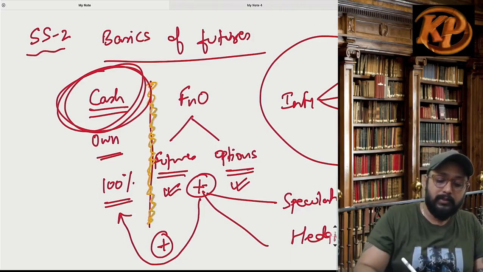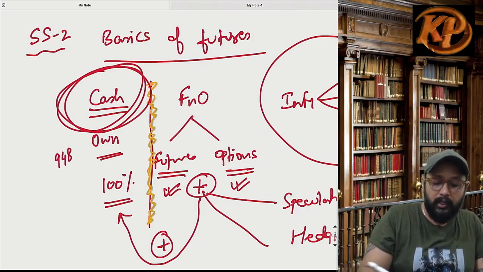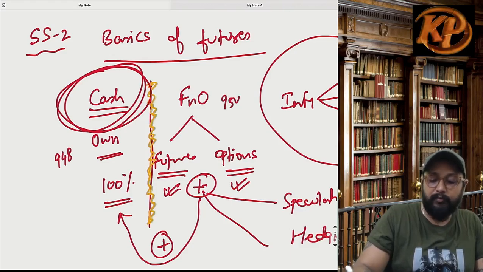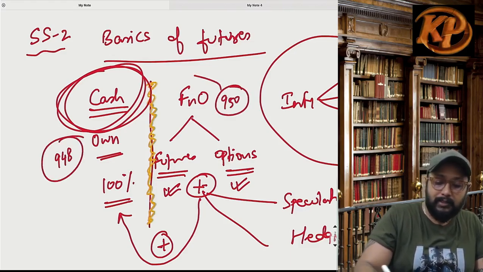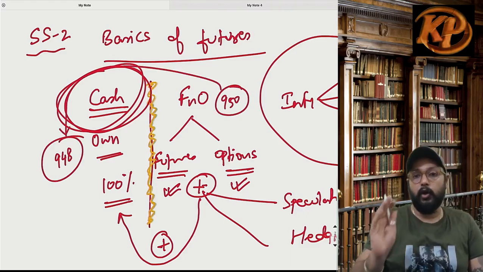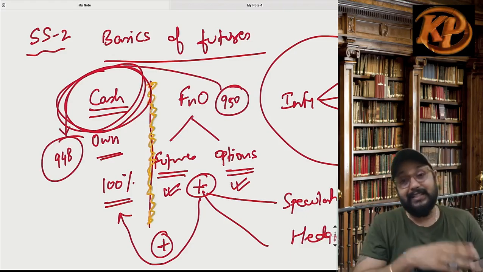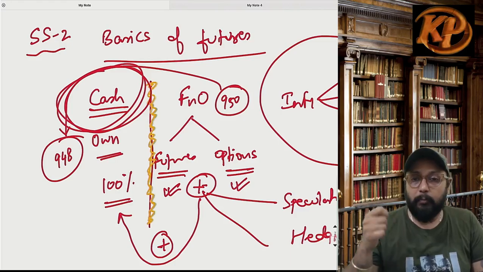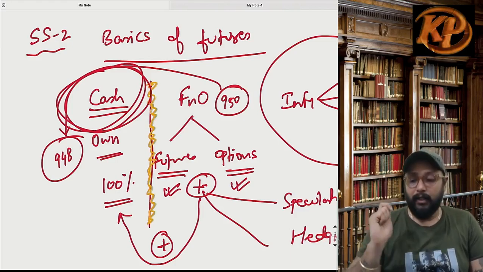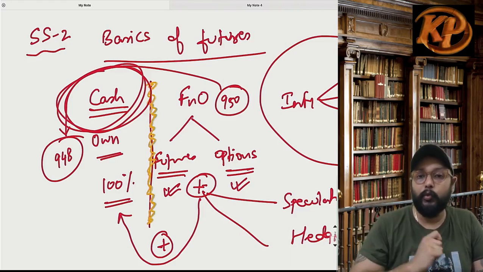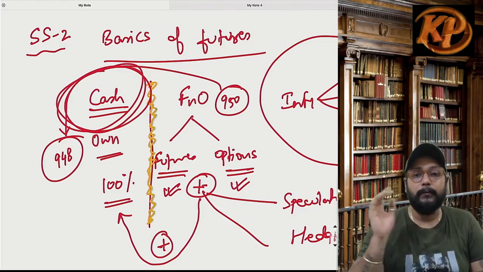Cash market में price Tata Steel का let's say is 948, futures maybe 950. This price is derived from 948 for sure, but will it be exactly same as cash market? No. That is one big proof that these are two different markets. If you do a trade in futures, you do it in futures. If you do it in cash market, you do it in cash market.